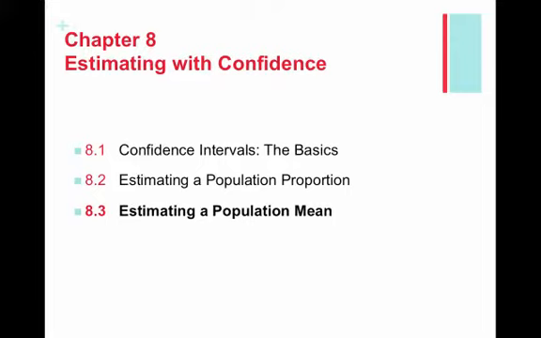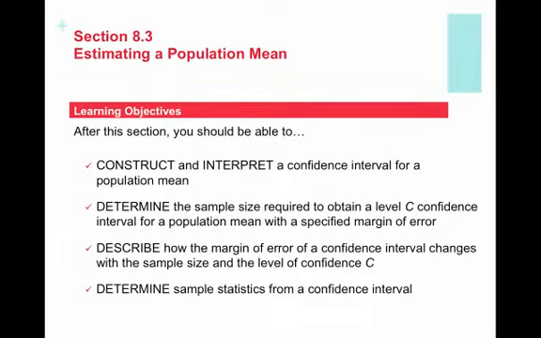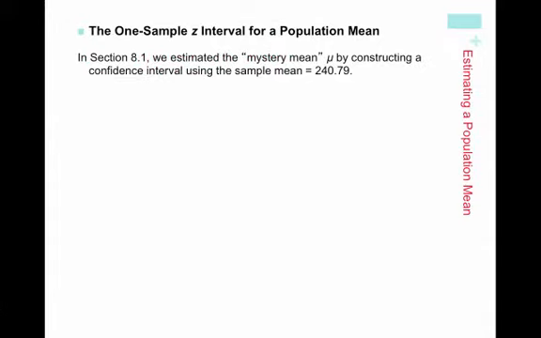Okay, today we are going to begin looking at estimating a population mean, that is, constructing confidence intervals for the population mean, for mu, ladies and gentlemen. So in this section, we'll be creating and interpreting confidence intervals. We'll be determining sample sizes. We're going to look at how the margin of error changes with the sample size and level of confidence. And we're going to determine sample statistics from a confidence interval.